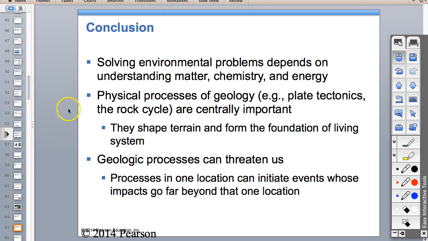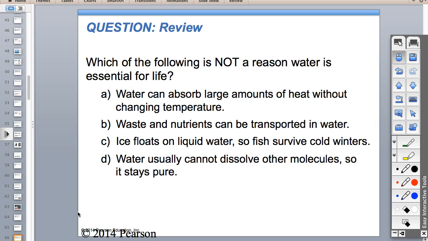So there's that. Let me finish up these questions with you. I'll just do them real quick, and we'll look at our chart. Which of the following is not a reason water is essential for life? Is there a D? No, I'm just kidding. Not a reason. Oh, it's D. D is the answer.